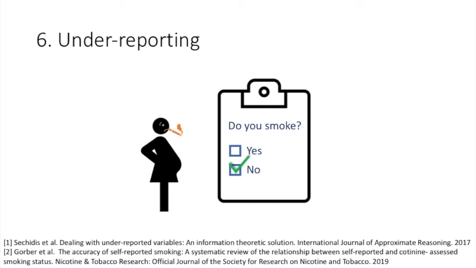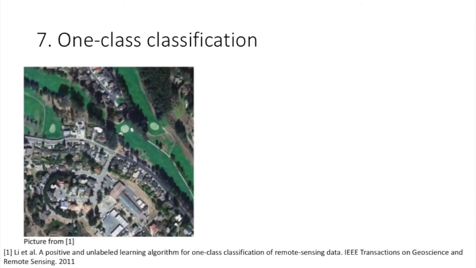This kind of underreporting actually occurs quite often. Gorber et al. have even shown that smoking may be underestimated by up to 47%. In this setting, a negative response is really just an unlabeled example, because it's not because you say that you're not smoking that you actually don't do it. However, a positive response is definitely a positive example.